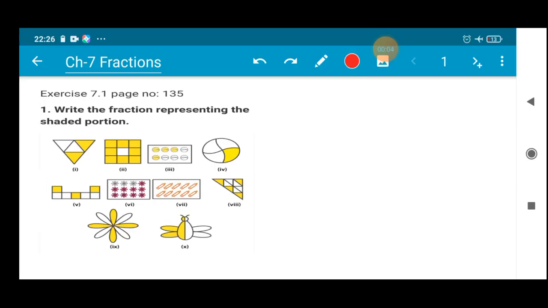So in today's session we will be doing question number 1 from exercise 7.1 of chapter number 7, Fractions, which is on page number 135 of the maths NCERT book. Question number 1 states: write the fraction representing the shaded portion.